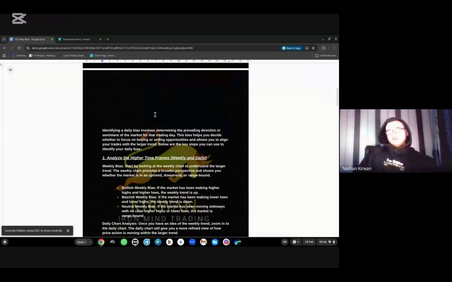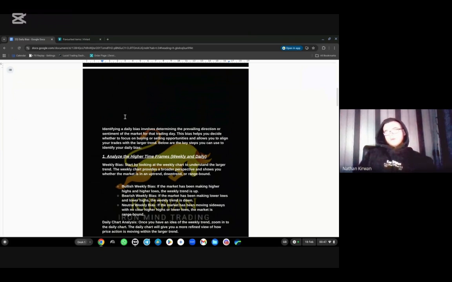Identifying a daily bias involves determining a prevailing direction or sentiment of the market for that trading day. This bias helps you decide whether to focus on buying or selling opportunities and allows you to align your trades with a larger trend. Below are key steps that you can follow to help you with your daily bias.